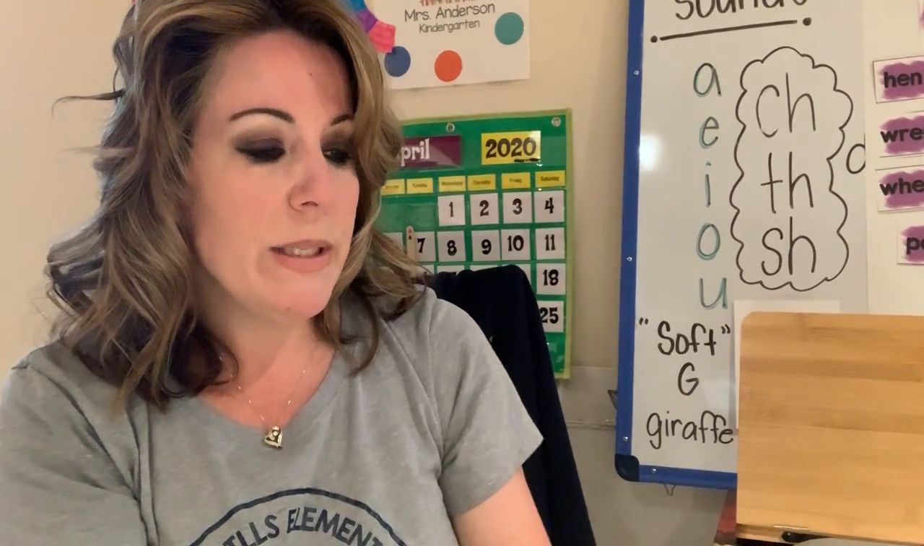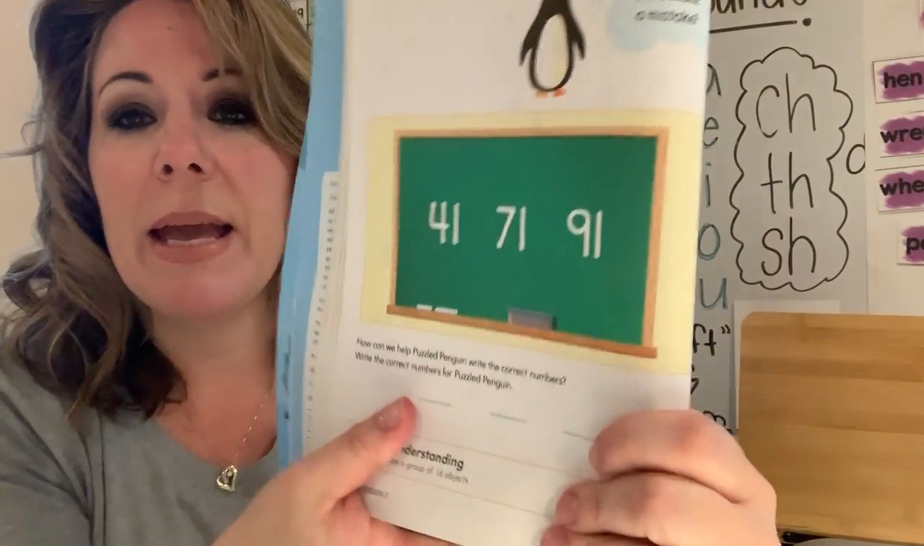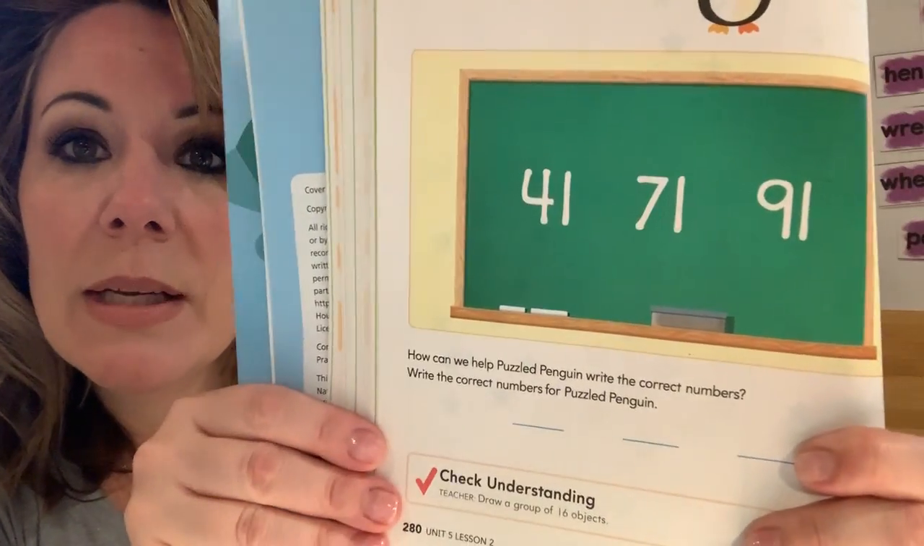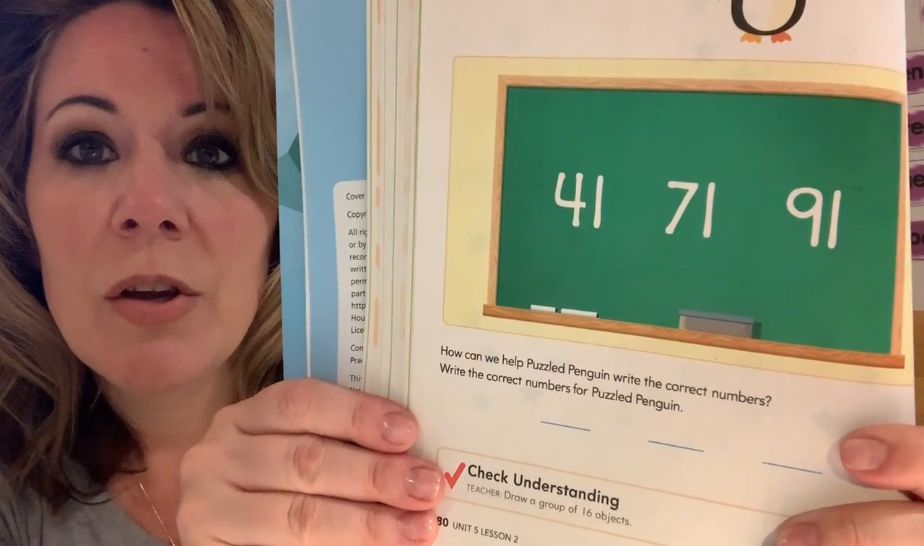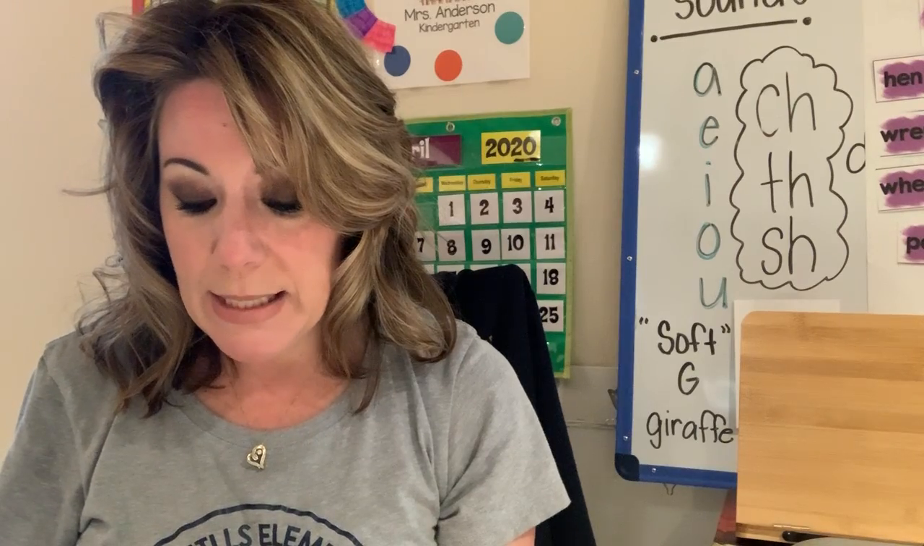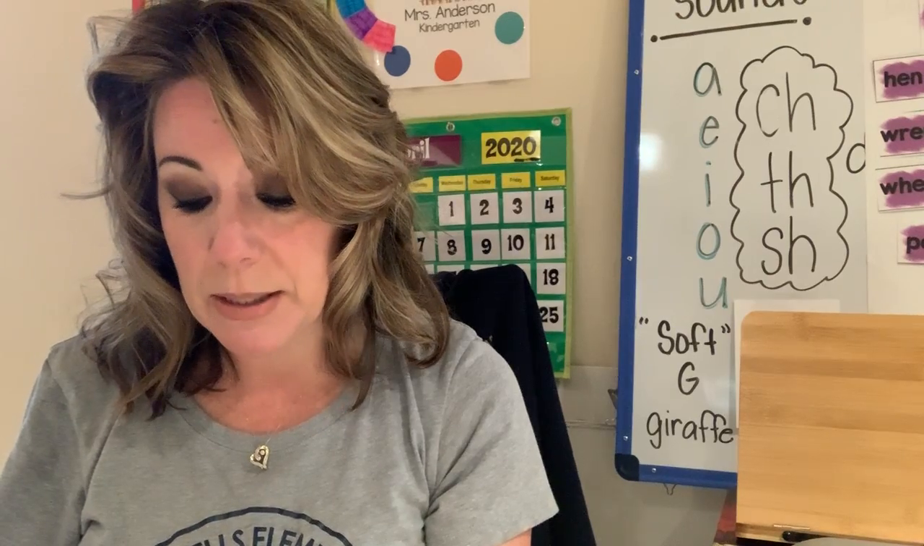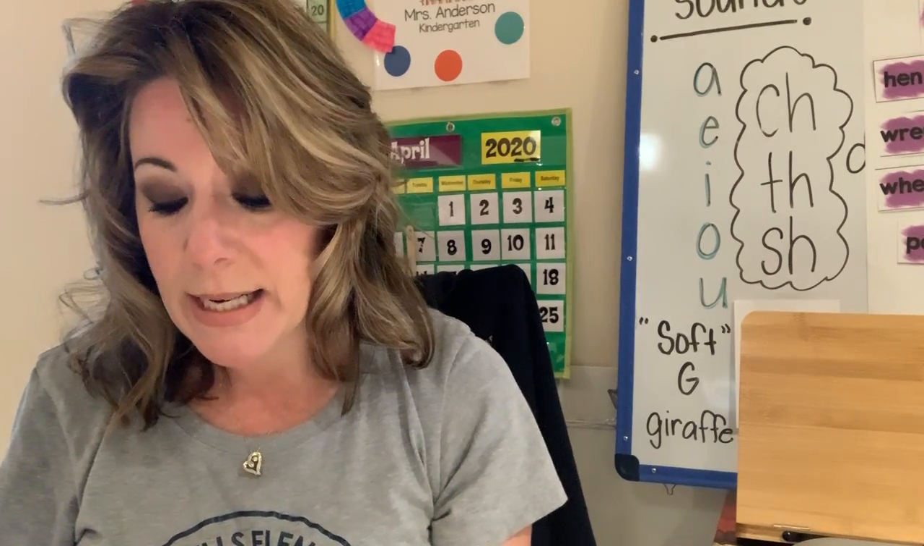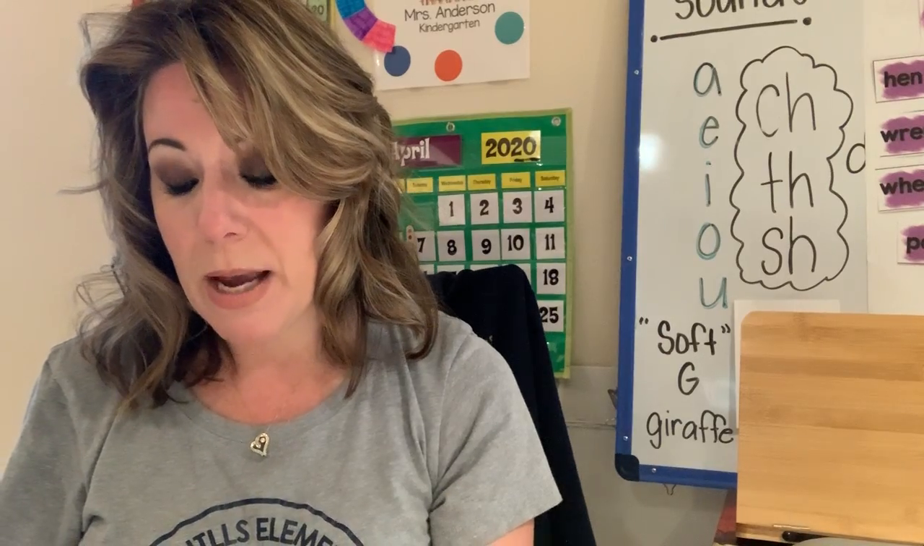So let's now go back and look at what Puzzled Penguin did. What did he need to do? What mistake did he make? Taking a look at these numbers. 41, 71, 91. Okay? I can hear some of you at home. You know the difference. But what happens is, well, let's keep going. So let's read down below, just underneath, it says, how can we help Puzzled Penguin write the correct numbers? And then it says, write the correct numbers for Puzzled Penguin.